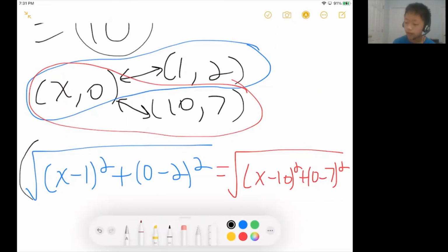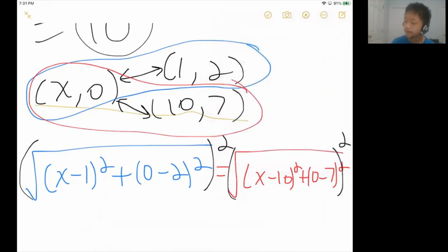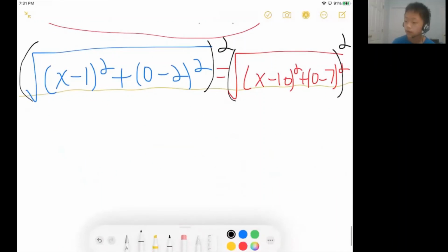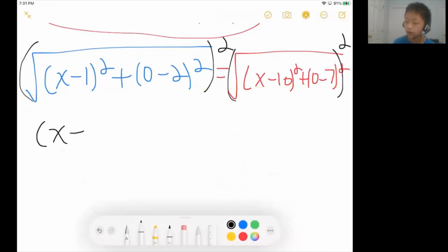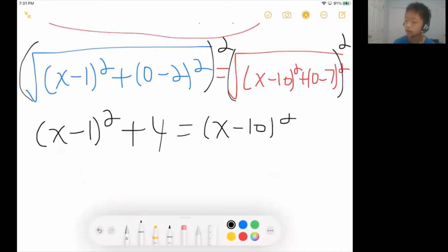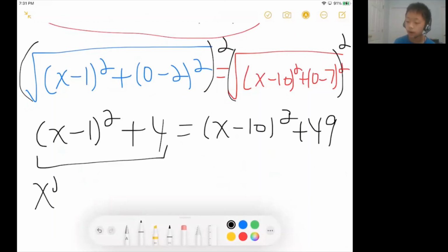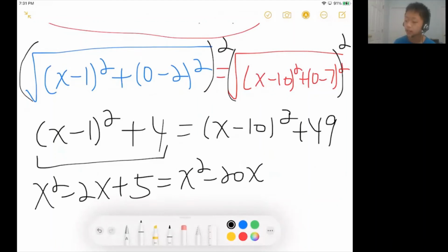So if you square both sides, that removes the square root. So you would have x minus 1 squared, plus 0 minus 2, which is negative 2 squared, that you get 4. This has to equal x minus 10 squared plus negative 7 squared, which is 49. If you were to expand out the left side and simplify everything, you would get x squared minus 2x plus 5. And on the right side, you would get x squared minus 20x plus 149 if you were to expand everything.